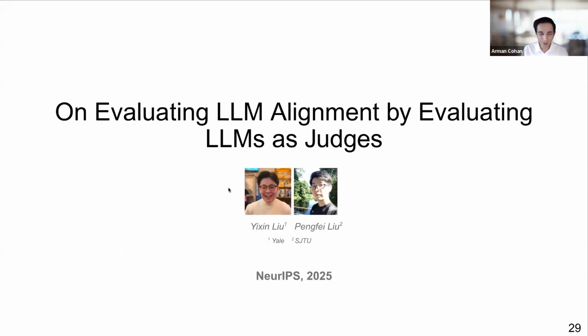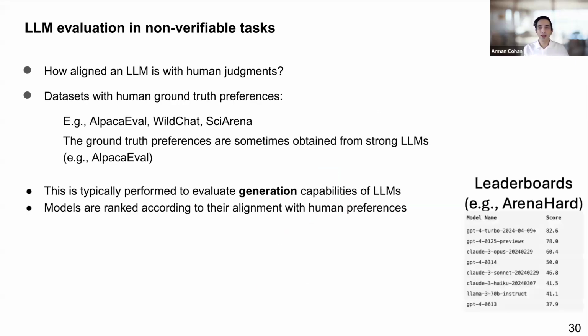Cool. So this work is a different flavor. It's basically some insights on how we can use LLM-as-judge evaluation to see if we can evaluate LLMs as generators. This is also going to be presented at NeurIPS. Just to give people some background in case they're not familiar, LLM evaluation in non-verifiable tasks is basically done by correlating with human judgments. And there are datasets that are released with human ground truth preferences. These are things like WildChat, SciArena, and so on.